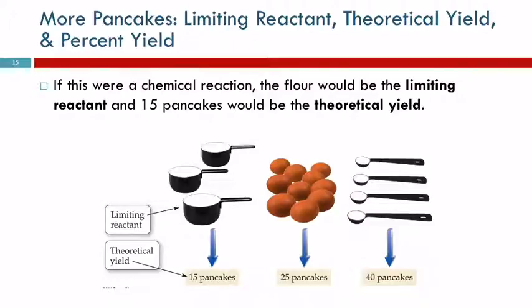I mean, you don't go to the store and buy 2 eggs. You buy a dozen eggs. And so you probably have 10 eggs left over after you've used the 2 eggs. This happens a lot in chemical reactions as well. There's one ingredient that gets used up, one reactant.